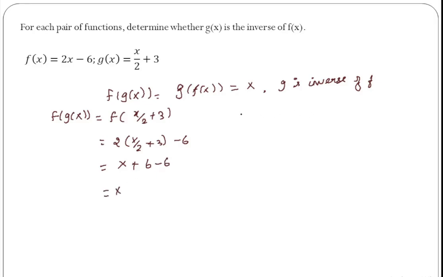One condition is satisfied. Let's go to the second condition. g of f of x. f of x is 2x minus 6. We have x in the numerator divided by 2, plus 3. Here x is 2x minus 6. So (2x minus 6) over 2 plus 3. Then after cancelling the 2 in 2x and the denominator 2, we get x. And cancelling 2 from minus 6 and over 2, we get 3, plus 3 equal to simply x.